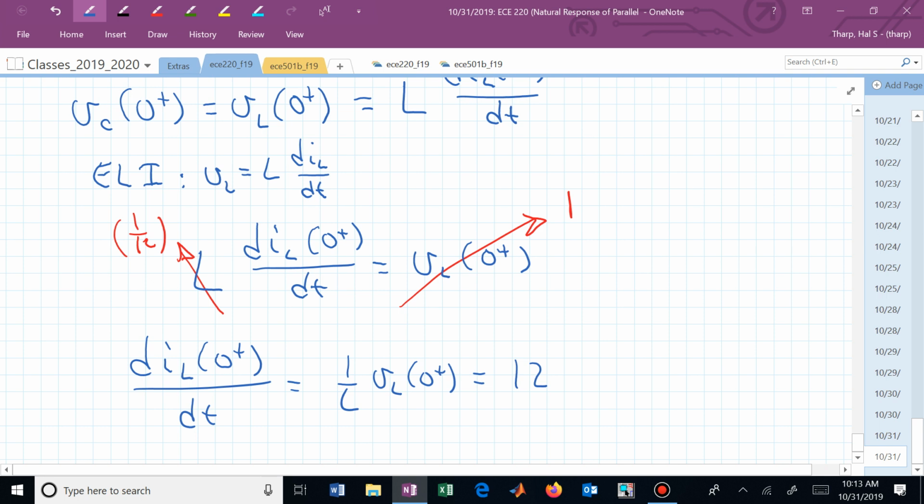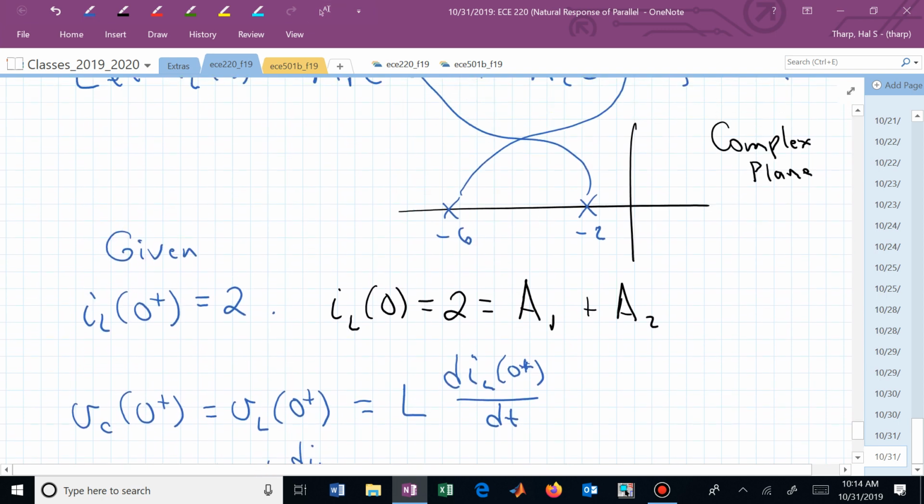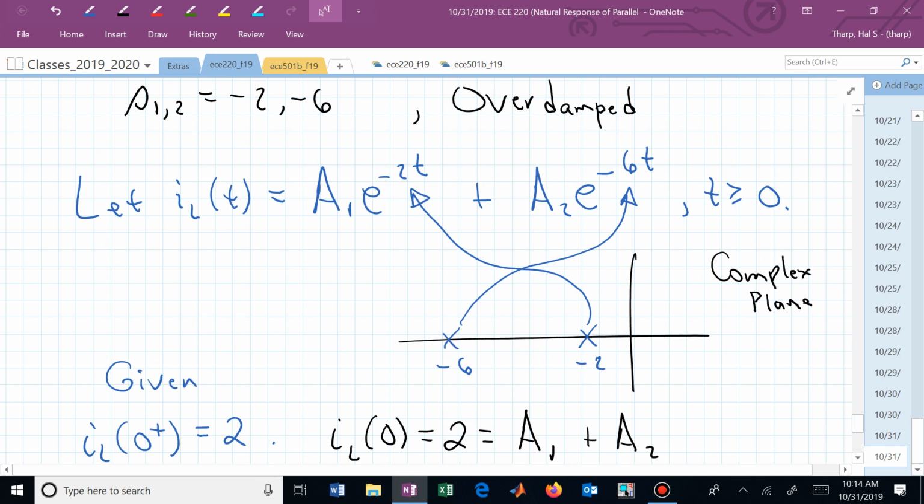Is that equal to 12? That was now 1 divided by 1 over 12, or 1 divided by L. And if we know this structure for I sub L, we can differentiate that. A1 and A2 are not functions of time. Those are constants.